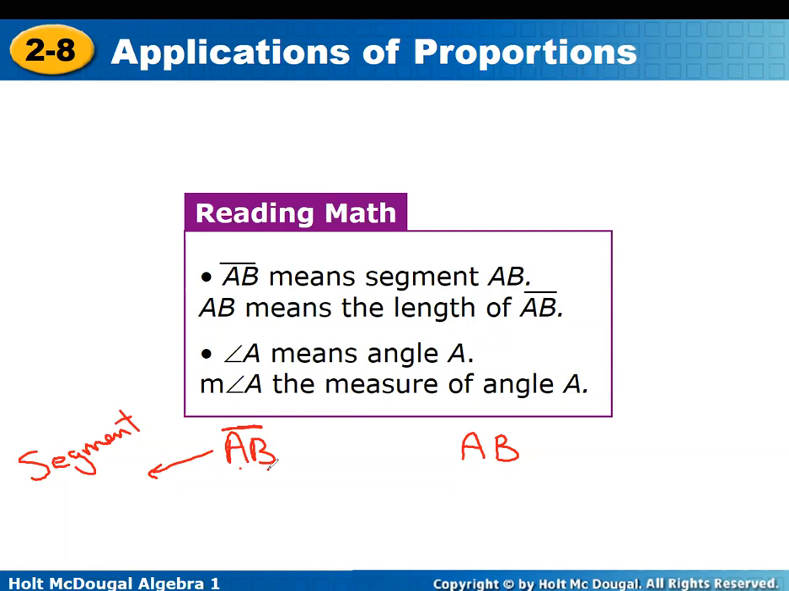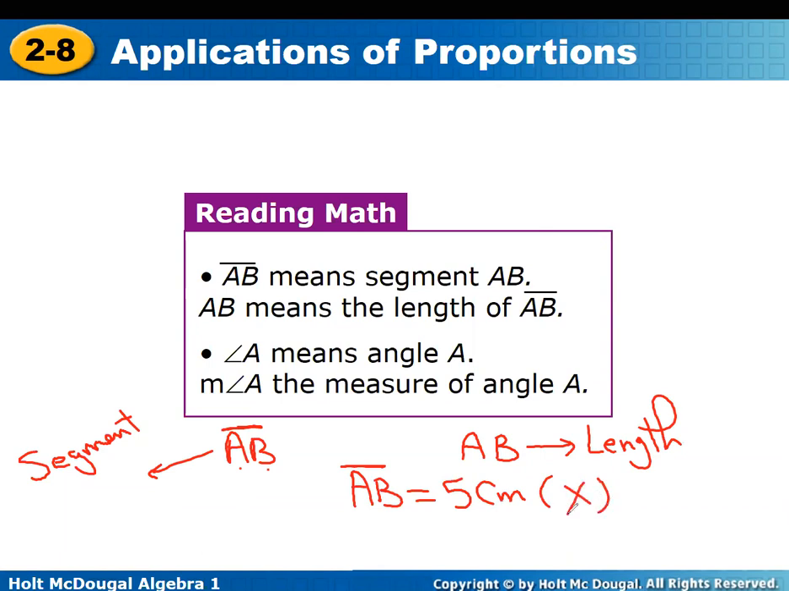But if I write it like this, AB only, without the bar at the top, this means what? This means length of AB. Which means I can't write AB line segment equal 5 centimeters. This will be wrong.